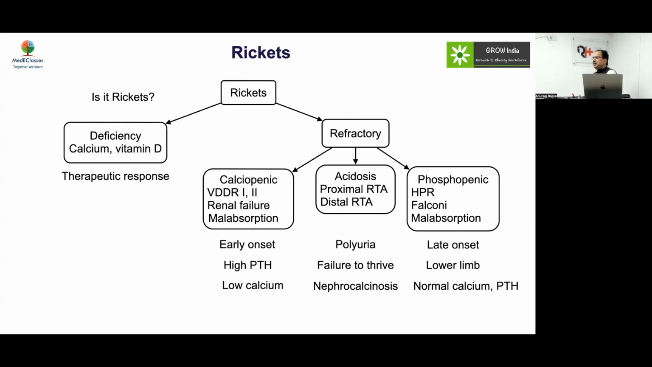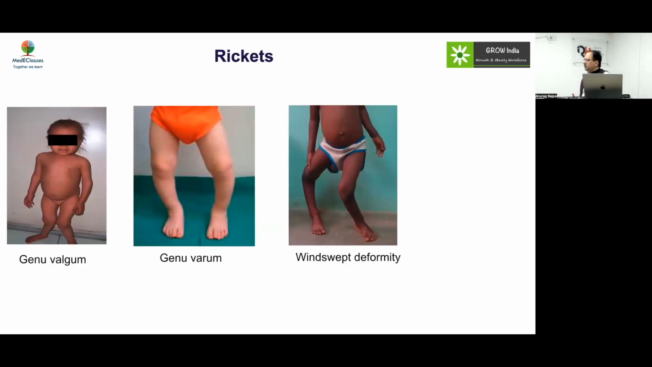Now the big question is, when you're facing a child with rickets, is it really rickets? If it's rickets, is it refractory rickets or not? And then finally, what is the cause? So rickets, of course, is a radiological diagnosis, but clinical parameters can give you a clue. So you can have a genu valgum, genu varum, and windswept deformity. Now remember, genu varum may actually be a normal phenomena in infants. So if you have a windswept deformity or a genu valgum, that is much more significant.